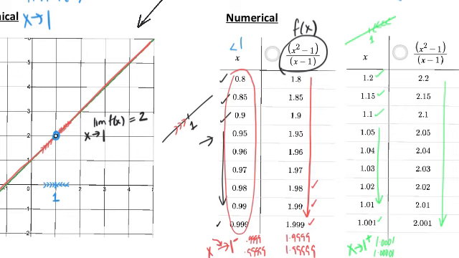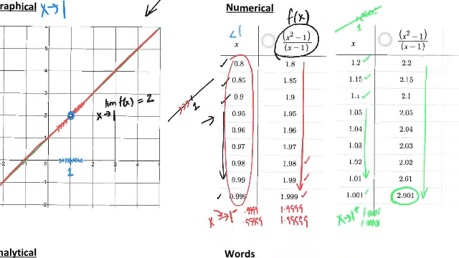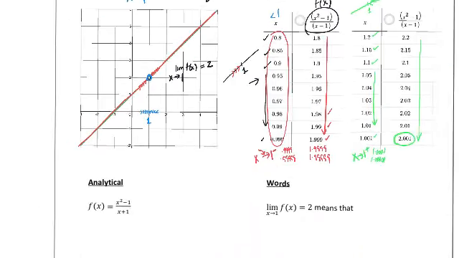The limit is not 2.001, right? So make sure you don't say that. The limit means what number are we getting closer and closer and closer to. And that number for the y's would be 2. So that's how we look at this from a table or numerically.